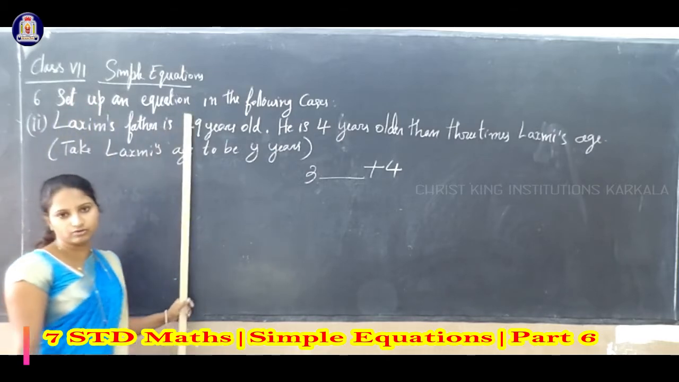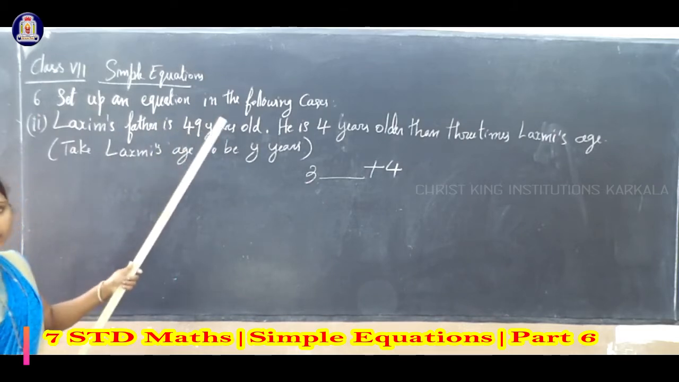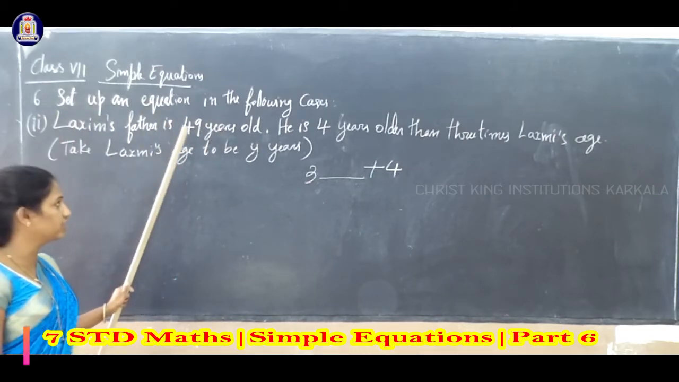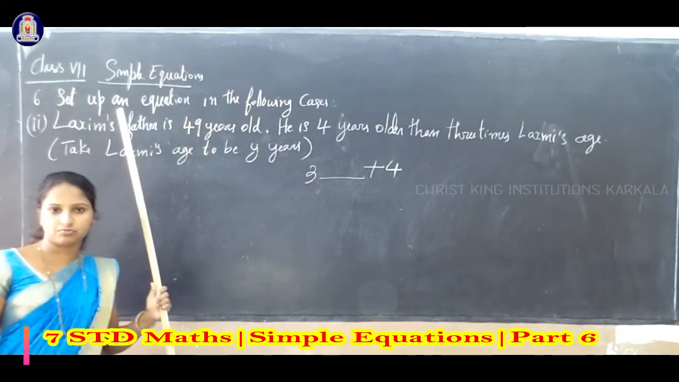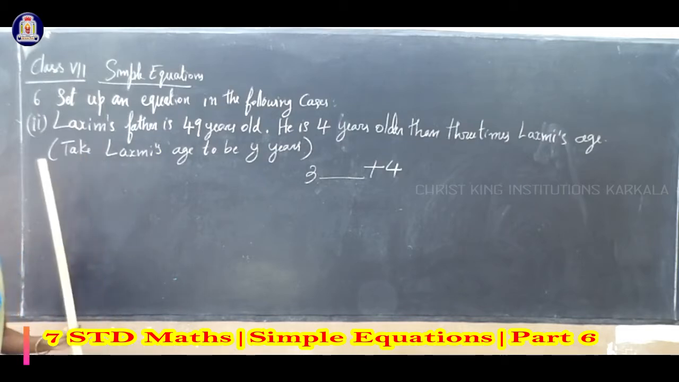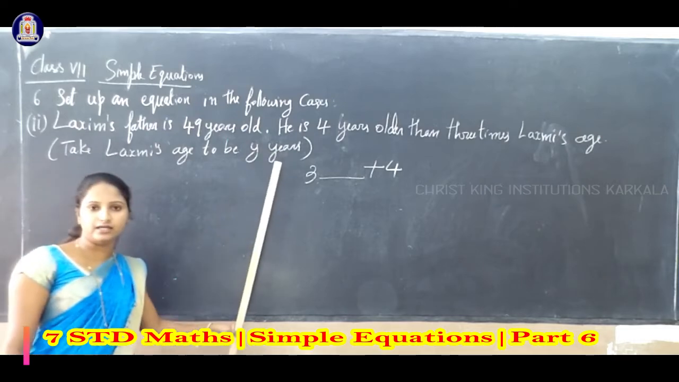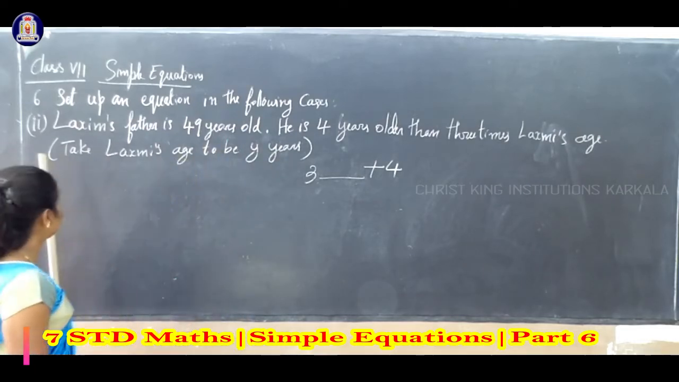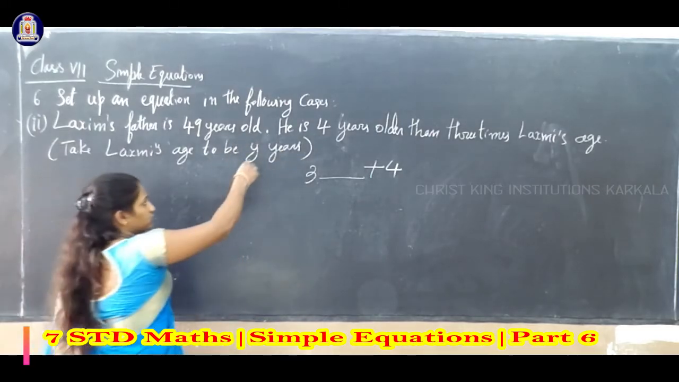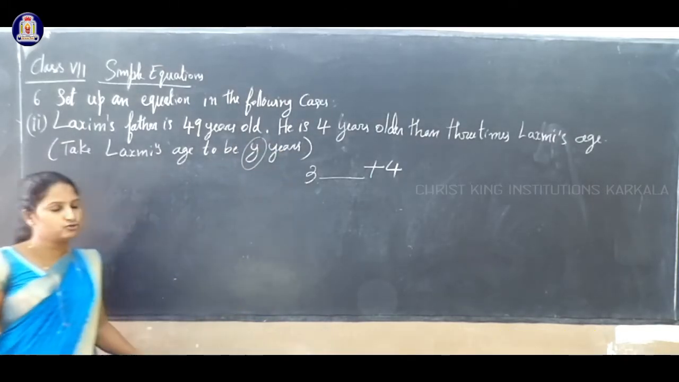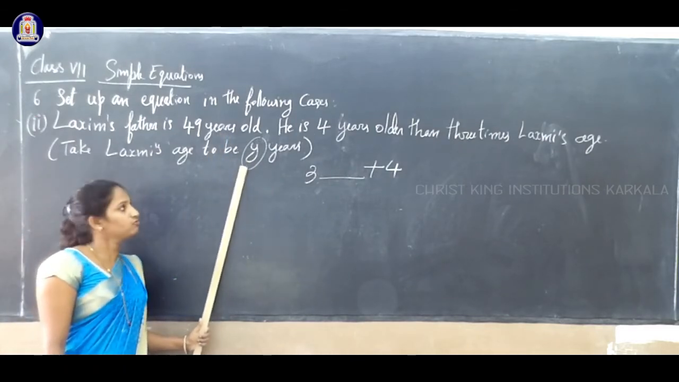That we don't know. That is not given. Just Lakshmi's father's age is 49 years. So one hint is given: take Lakshmi's age to be Y years. Since we don't know it, it is unknown, so we consider a variable. Here the variable is Y.